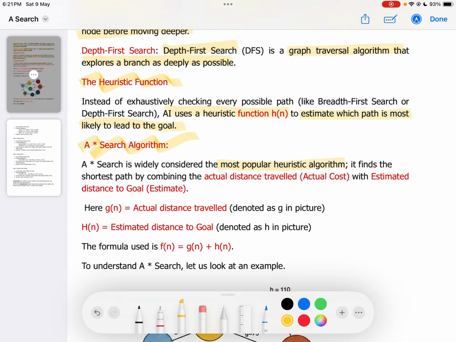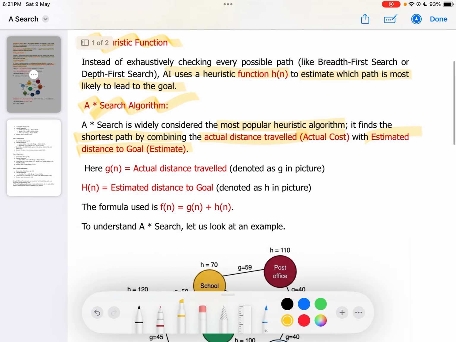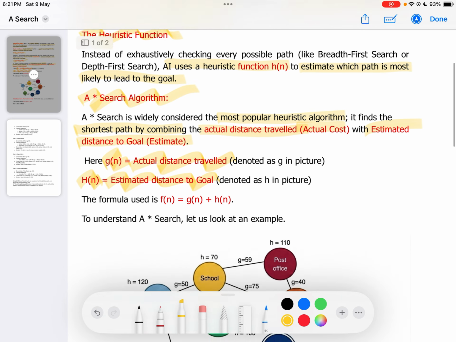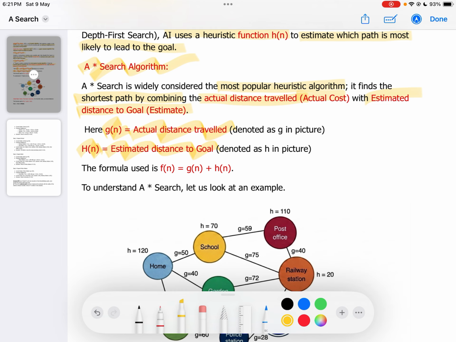It finds the shortest path by combining the actual cost with the estimated cost to the goal. Here, g of n is the actual distance traveled. h of n is the estimated distance, which is the heuristic value. The formula is f of n equals g of n plus h of n.